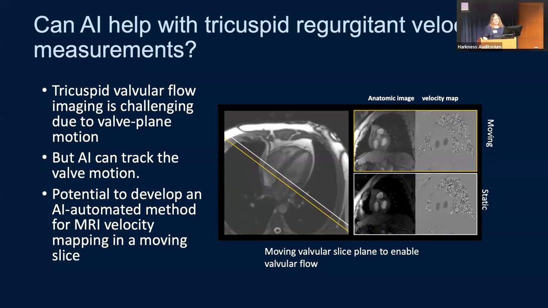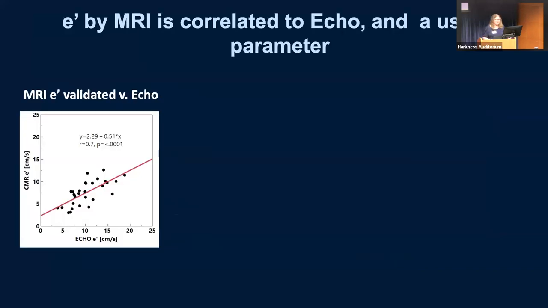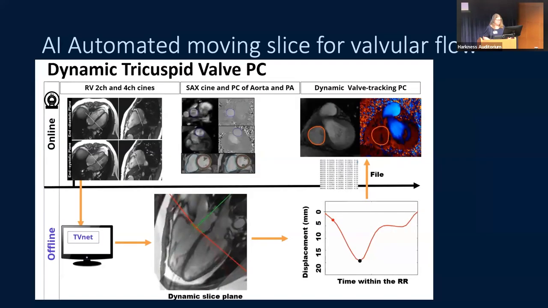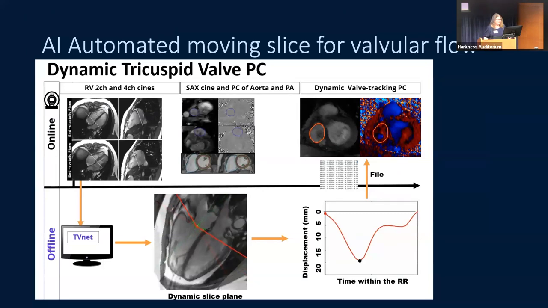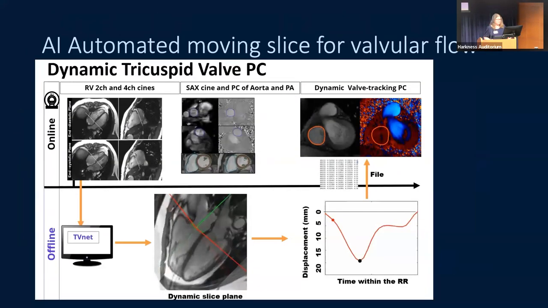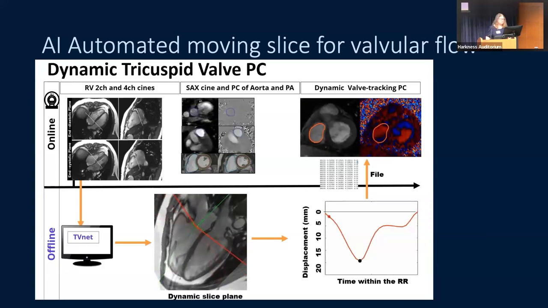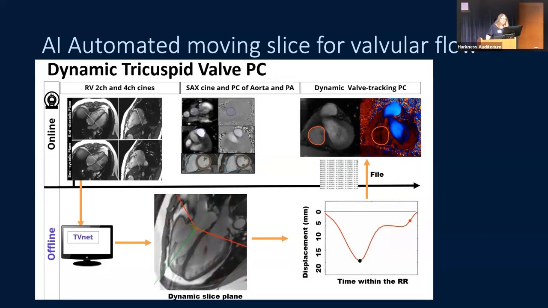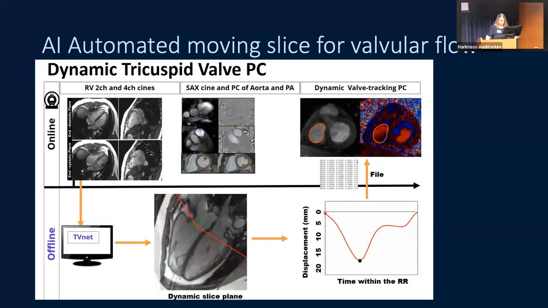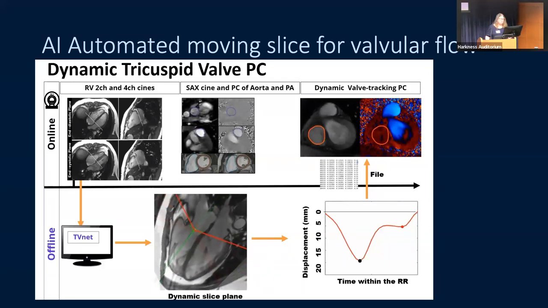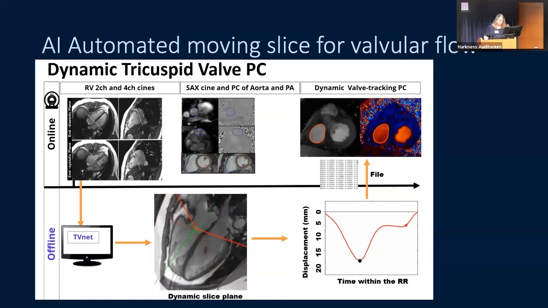So we can actually input our deep learning framework into the MRI scanner, and prescribe a moving slice. Here's the framework that we used. We got RV two chambers and four chambers. We put it into our deep learning network, TVNet, and we developed a dynamic slice prescription. So this is all done automatically. And then we were able to send the scanner a file of new slice prescriptions to acquire during the scan.